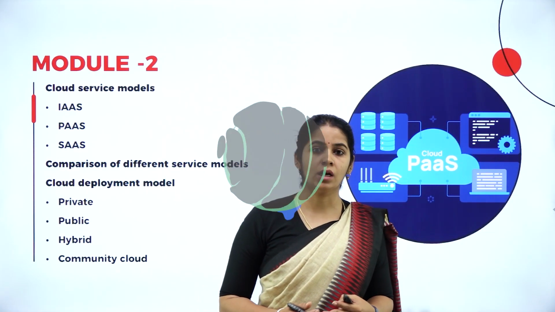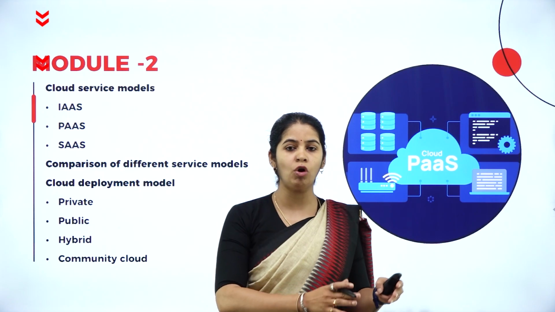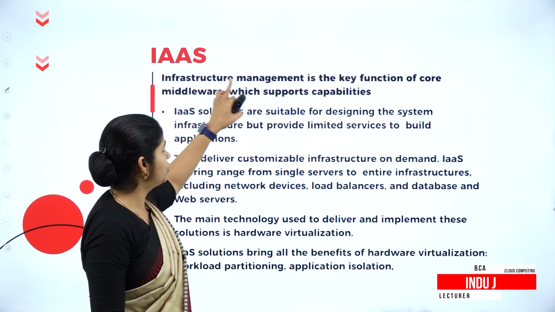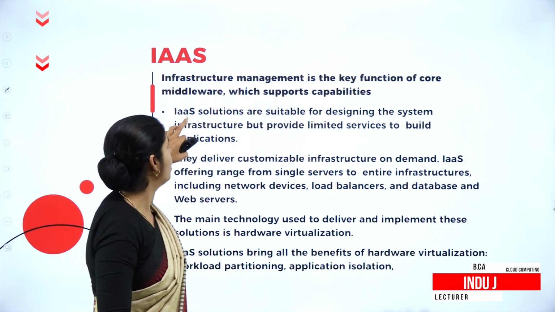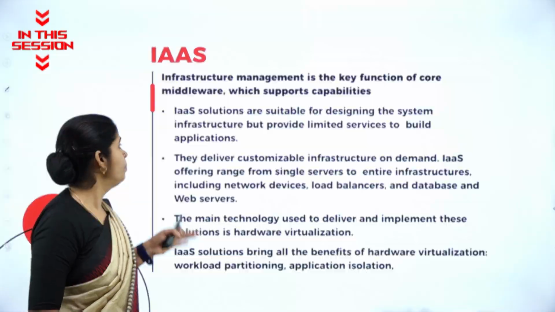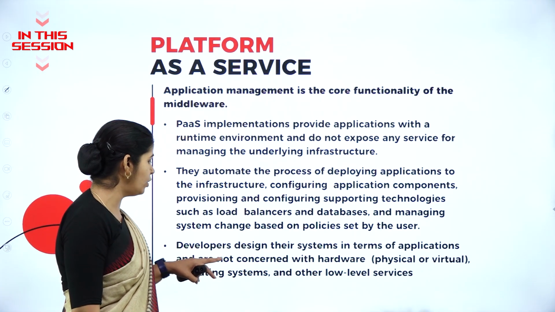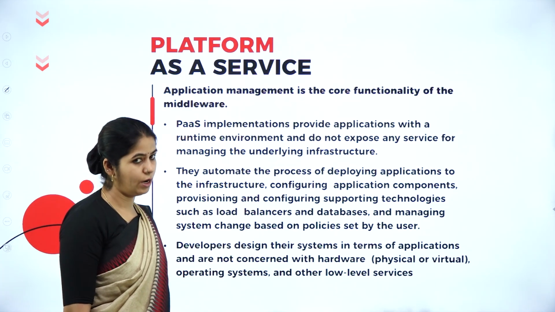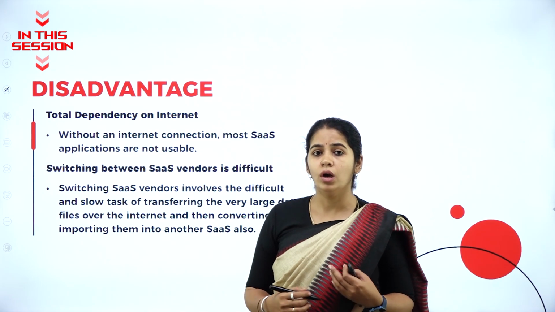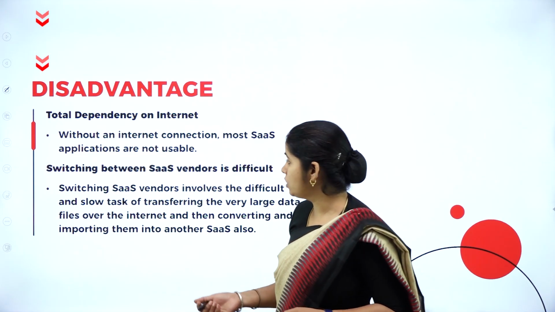When we say it is a cloud, we can divide the cloud into service model as well as a deployment model. What is IaaS? IaaS is nothing but infrastructure management is a key function of the core middleware which supports the capabilities. Developers design their system in terms of the application and are not concerned with the hardware. Total dependency on the internet. If you are not having internet connection, you cannot use any of the applications.